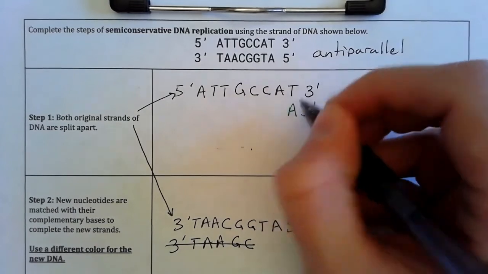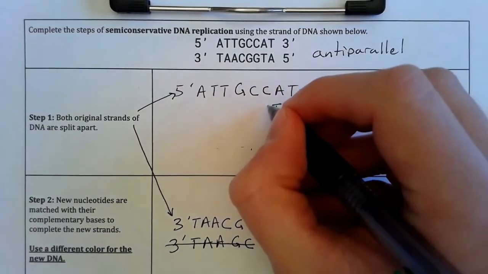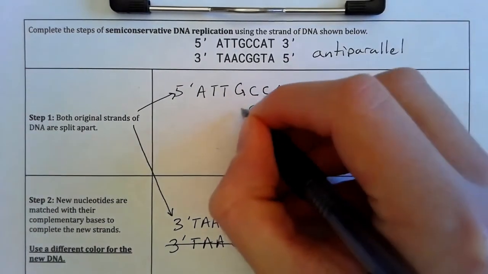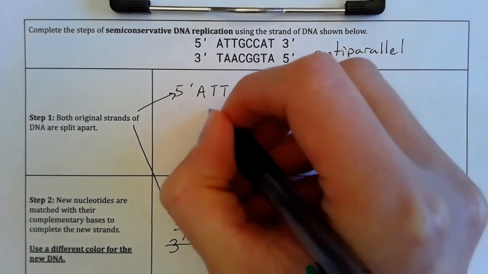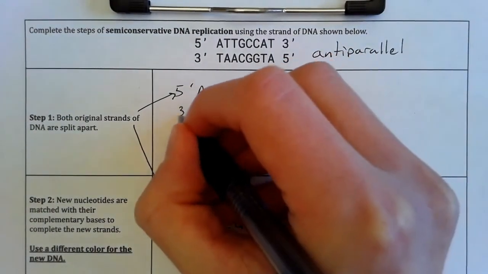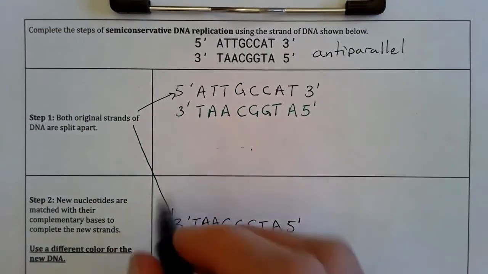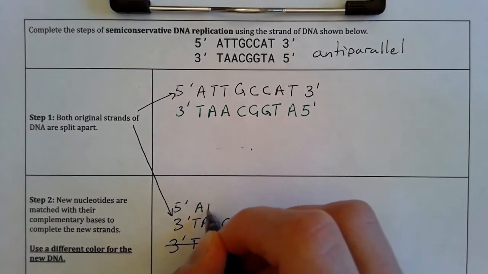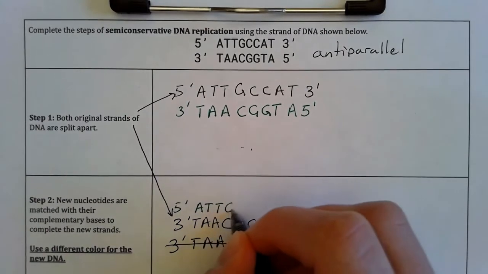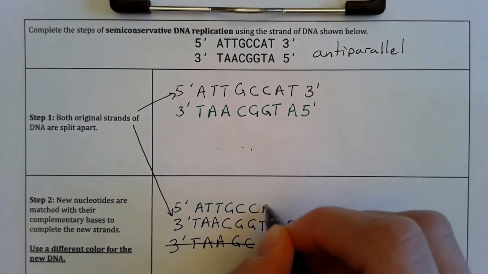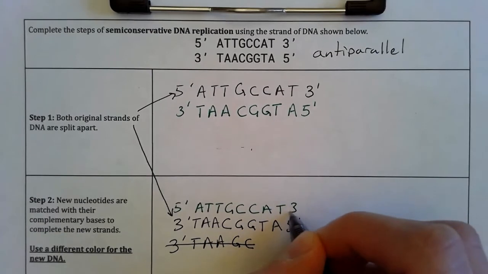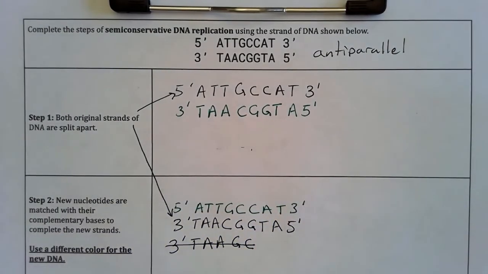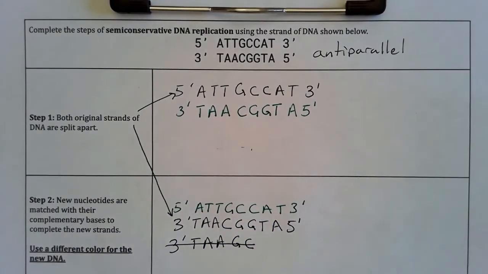So that would be A goes with T, T, G, G, C, A, T. Finish with 3'. And then down here, 5'. And then A, T, T, G, C, C, A, T. 3' to make sure that they are anti-parallel. And then now look at the two strands we have.